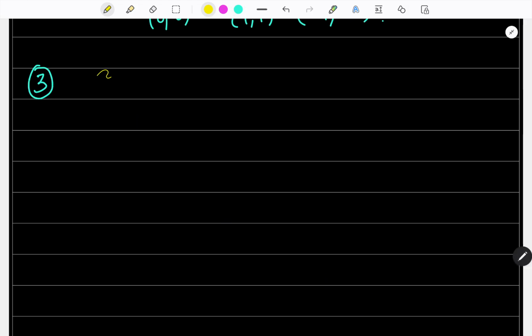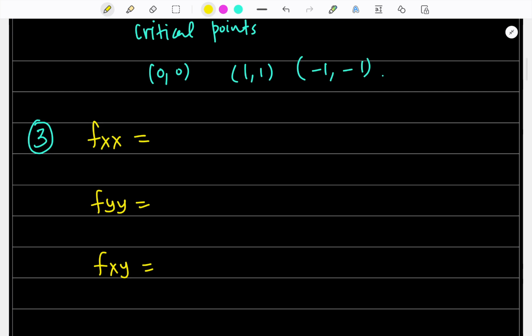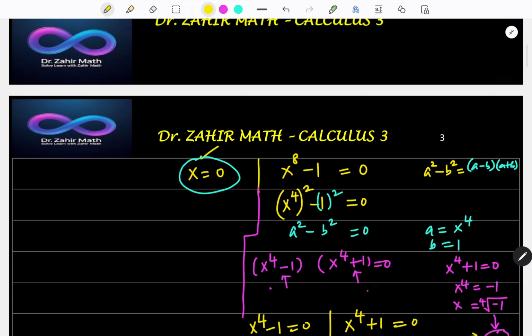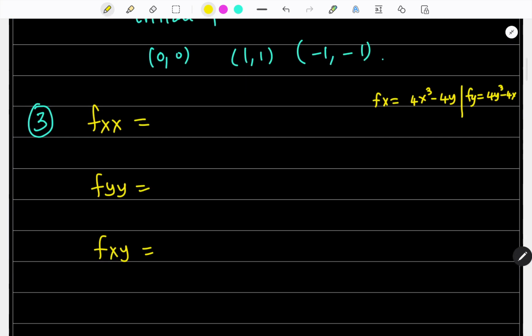What is step number 3? Find the second derivatives fxx, fyy and fxy. Let us find fx and fy. Fx we got is 4x cube minus 4y, and fy we got is 4y cube minus 4x. Am I right? Yes. 4x cube minus 4y, 4y cube minus 4x equal to 0.